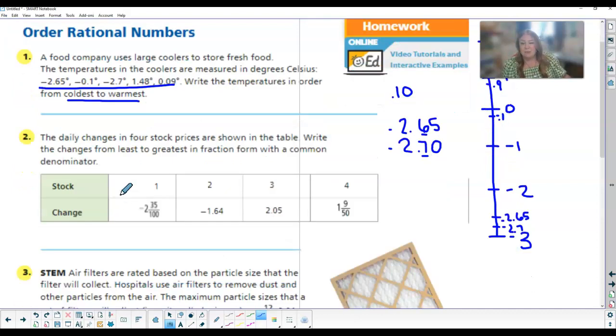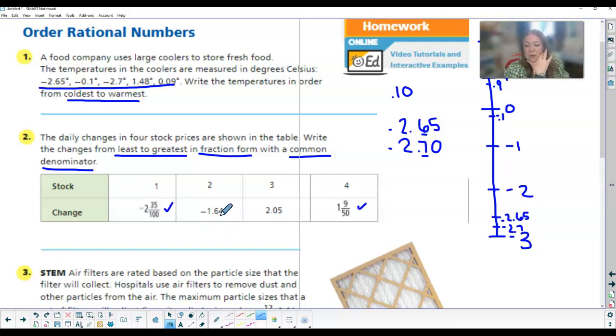Okay, number 2, the daily changes in stock prices are shown in the table. Write the changes from smallest to biggest in fraction form. So they want them in fractions, and we need a common denominator. So normally I would make these all decimals. But it wants them as fractions. So that's what we're going to do, because we're going to follow the directions. So fraction, yes, fraction, yes.